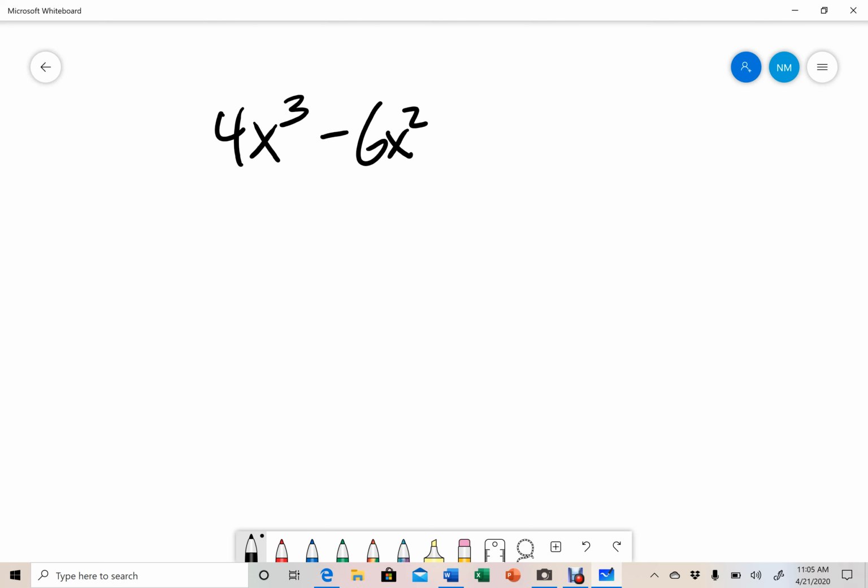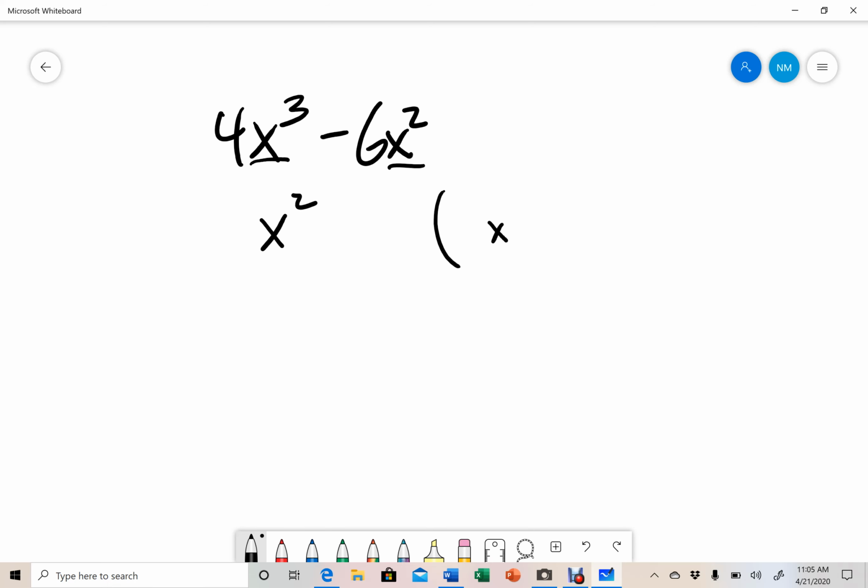Okay, so in this case, I look immediately to my x's and I see that I've got 3 x's here and 2 x's here, which means I can pull out an x squared. And if I pull out an x squared, then I have here 1x left over and here no x's. So I can pull out an x.